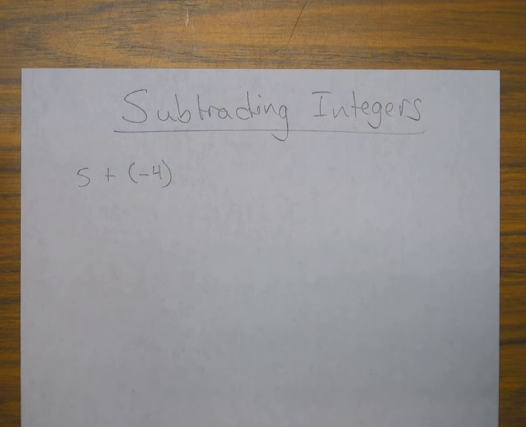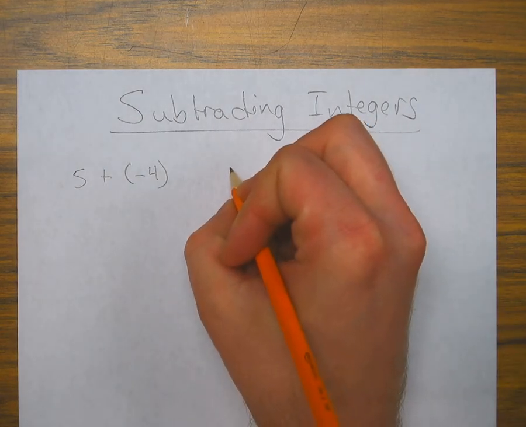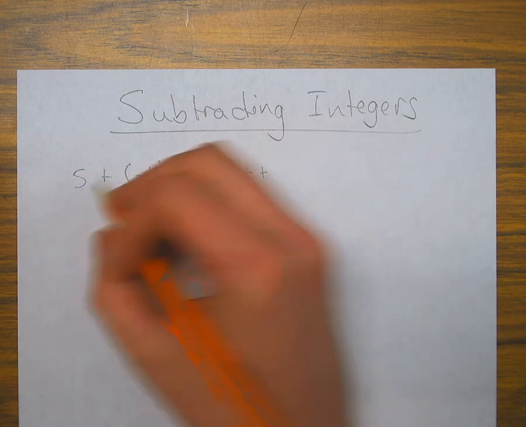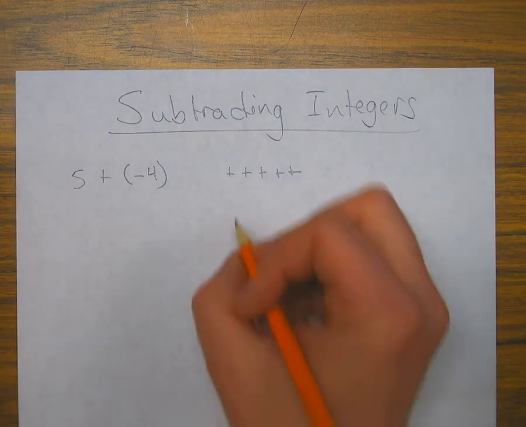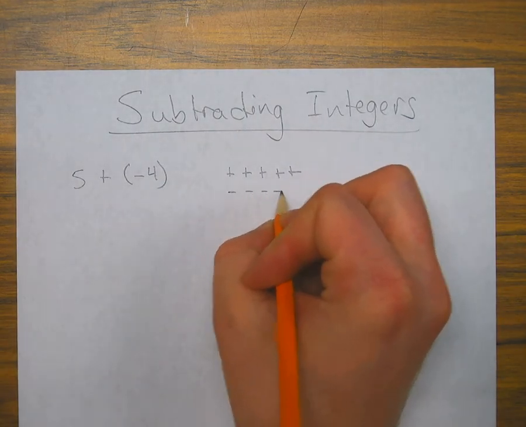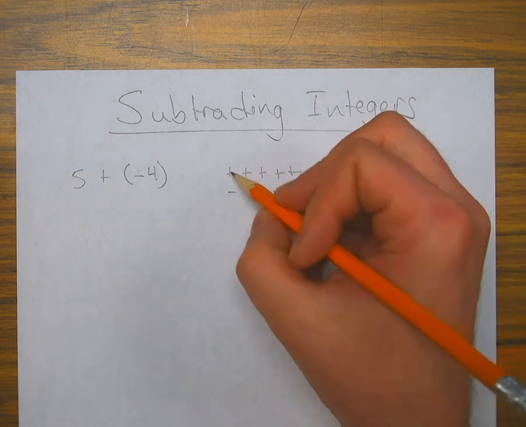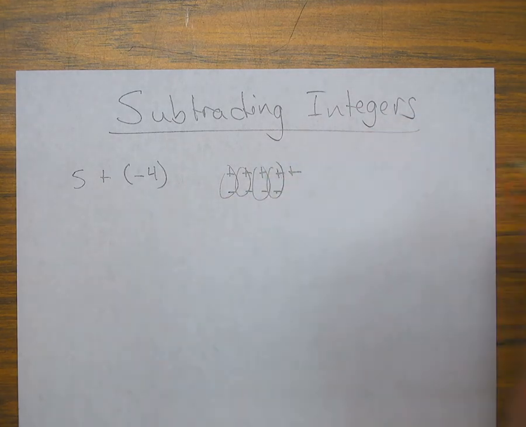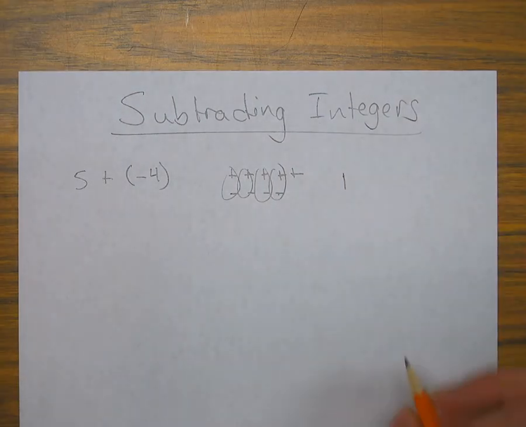We learned a couple different ways that we could model this. One was the positive counters and the negative counters. So we'd make 5 positives, 1, 2, 3, 4, 5. And then we could make 4 negatives, 1, 2, 3, 4. And then we learned that these opposites make 0 pairs. So that's 4 zeros, right? So that is 0 plus 0 plus 0 plus 0, which is 0. And then I'm left with 1 positive.